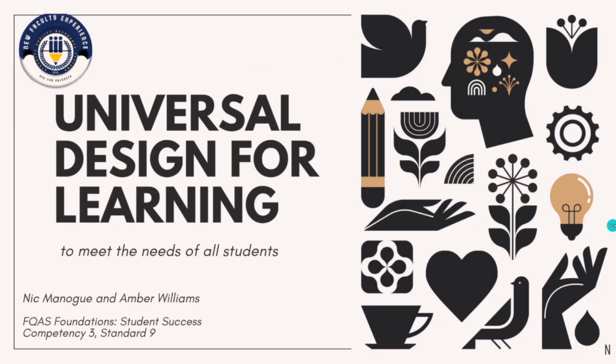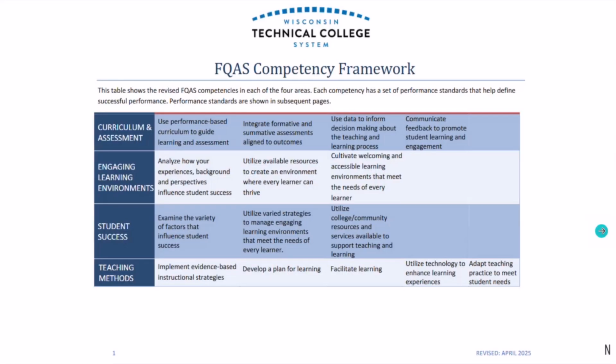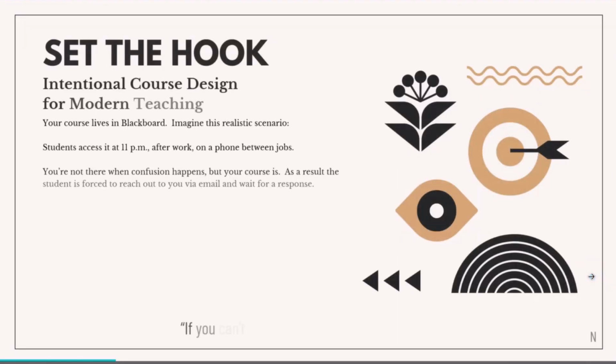And this is FQAS Foundation Student Success Competency 3, and we're on Standard 9 within the frameworks. So if you look here at the FQAS Competency Framework, we are right here within our presentations. We're on the 9th standard, utilizing very varied strategies to manage engaging learning environments that meet the needs of every learner. So that's going to be one of the key areas of universal design as well, okay, which we'll be getting into here in just one second.